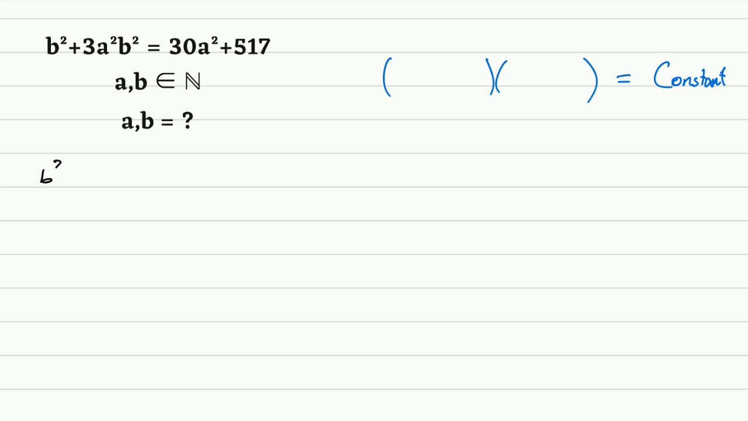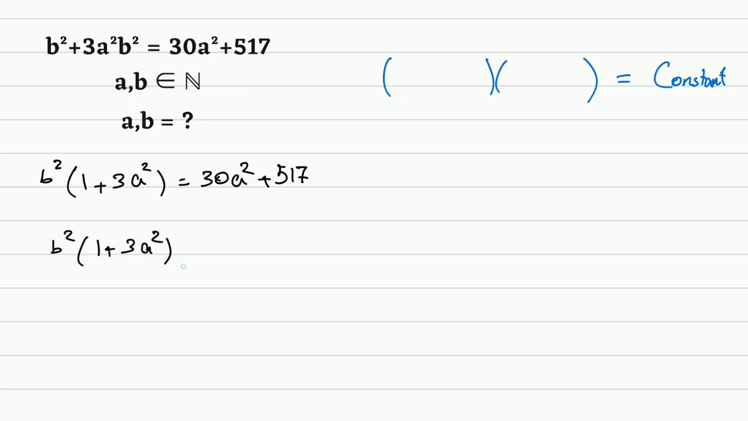We can factor b squared and we have 1 plus 3 times a squared. The right side stays the same, 30a squared plus 517. Now we want to involve this term as well, bring it to the other side. So here we have again b squared times 1 plus 3 times a squared. On the right side we can have something like this, 10 plus 30a squared, and then we have 507. Now here if we factor 10, we have 1 plus 3a squared.